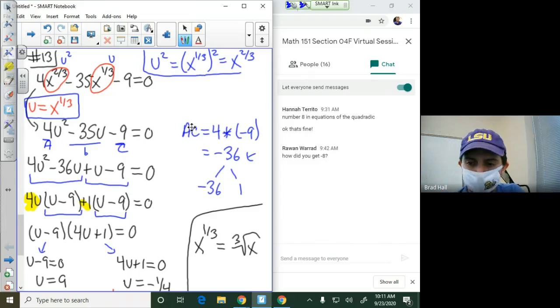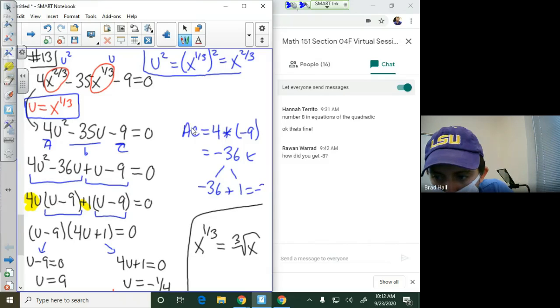But yeah, the point is you have to split up that AC number, which is negative 36, to where they add together to give you the negative 35. And that's why I chose these two, because notice negative 36 plus 1 is negative 35. Worked out perfectly. That is B.